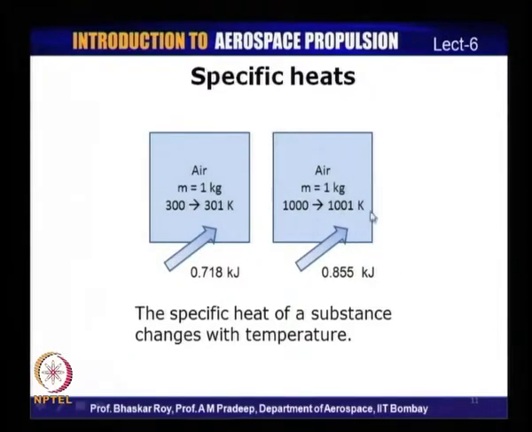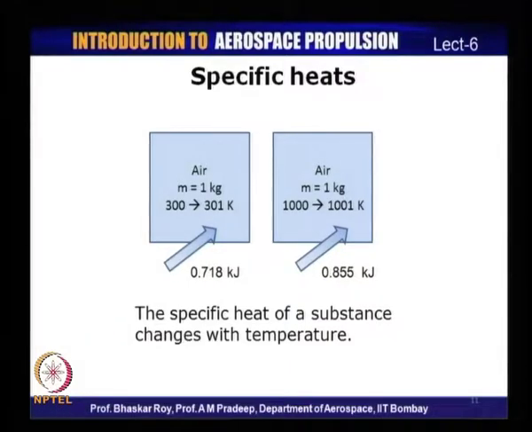Now, if we were to consider the same system which is initially at a higher temperature of, let us say, 1000 Kelvin, and we have to raise it to 1001 Kelvin, we will need an additional amount of energy. That is, the amount of energy required to raise this unit mass of 1 kg by 1 Kelvin, which was initially at a higher temperature than the previous case, will require more energy. That means the specific heat in the second case will be greater than the specific heat in the previous case. Therefore, specific heat of a substance will always change with temperature.